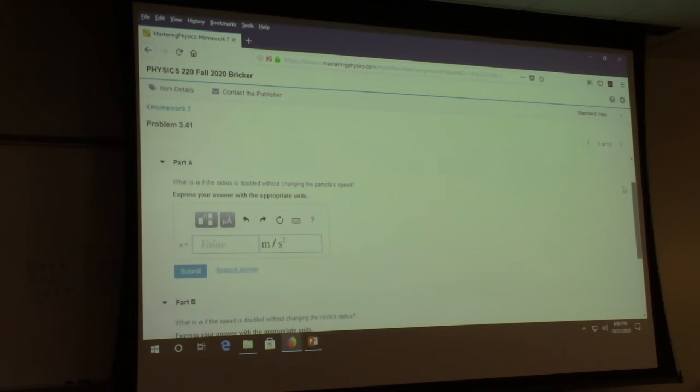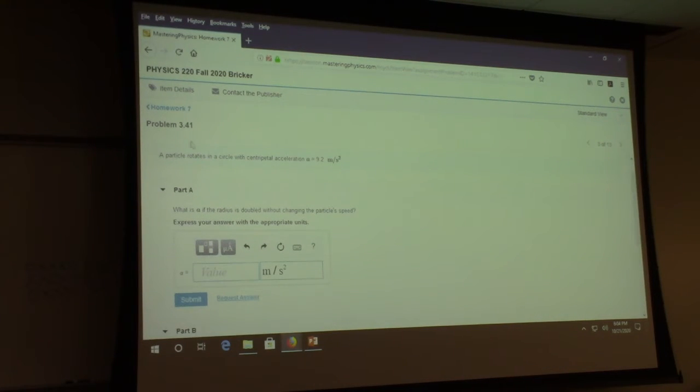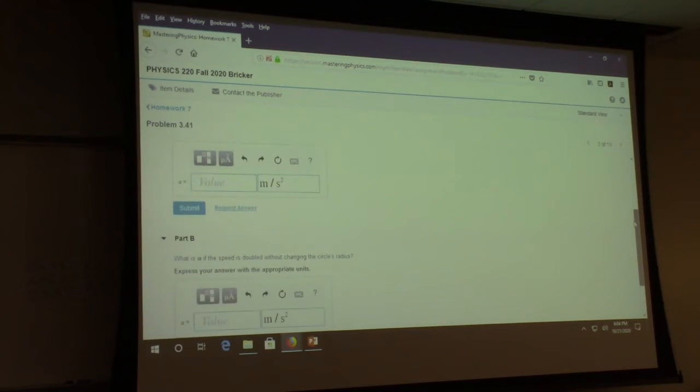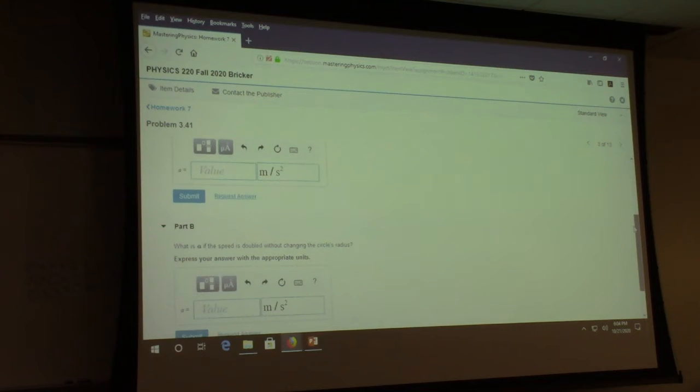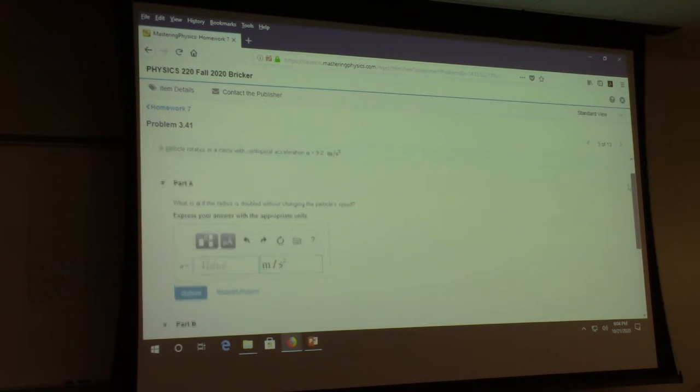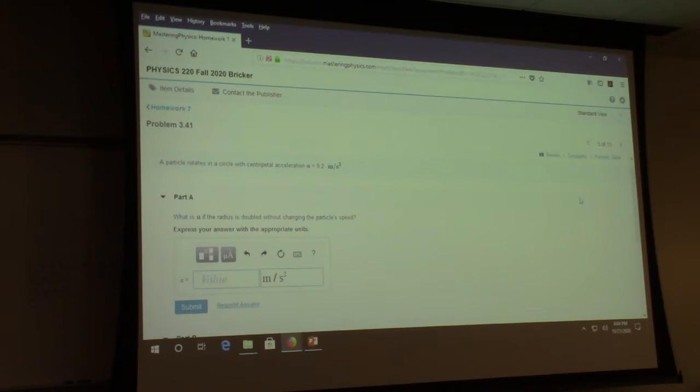Okay, so in this problem, a particle rotates in a circle, centripetal acceleration of 9.2. What is the acceleration if the radius is doubled without changing the speed? And the other part, what is the acceleration if the speed is doubled without changing the radius? All right, so let's actually put this one together. I mean, we can try to guess what would happen, but that's not the best way to do it. Let's look at the actual formula and figure out what will happen. Kind of like the one you voted on, actually.